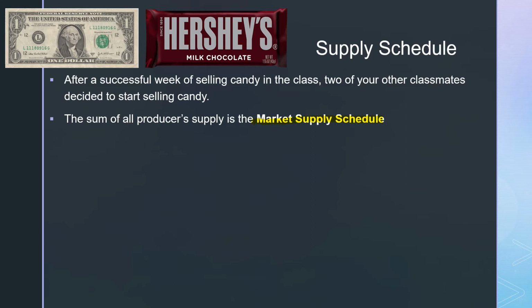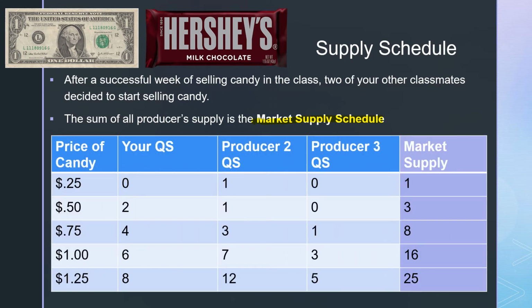Now, let's say that after a couple days or a couple weeks of selling candy bars in class, two of your other classmates decided they're going to start selling candy too. So now it's not just you selling candy, now you and two others are selling candy. And so if we put together all of your different quantities supplied, we can make what's called a market supply schedule. So just like last time, we're just going to add everything together.